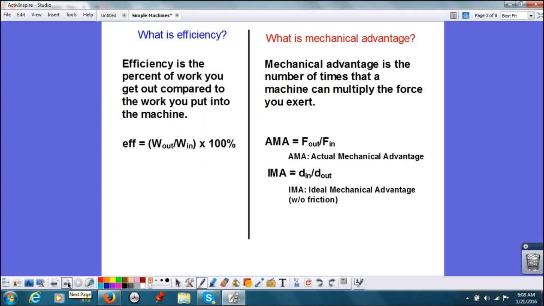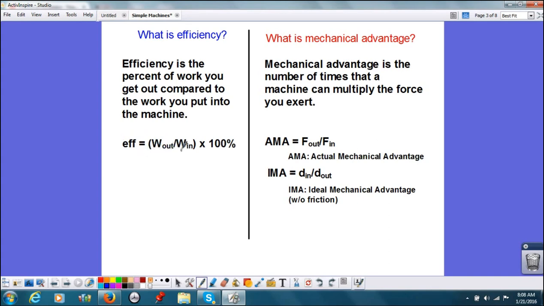All right, one of the things we often talk about with simple machines is efficiency. How efficient is our simple machine? Well, efficiency is the percent of work you get out compared to the work that you put in. So you take the amount of work that you get out and divide by the work they put in. So you can never have more coming out, so you can't be more than 100% efficient.